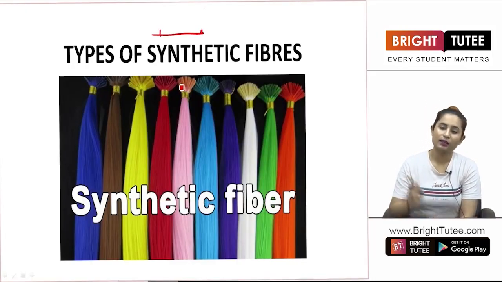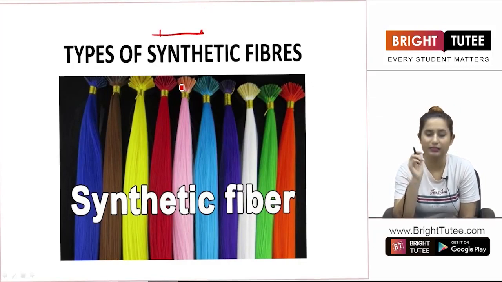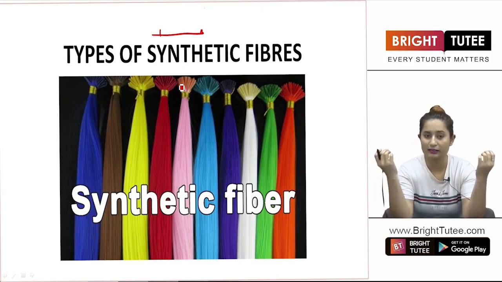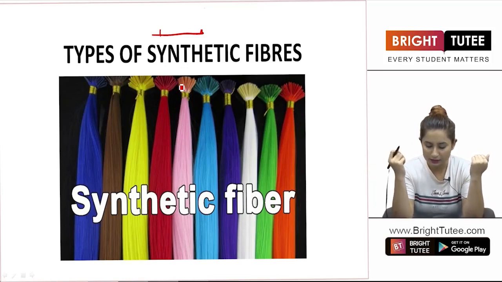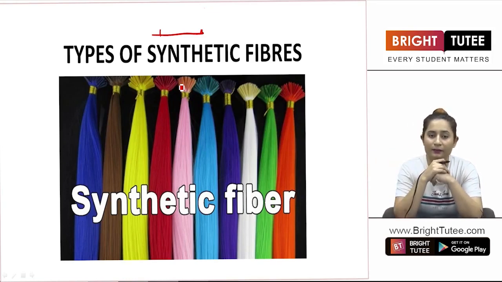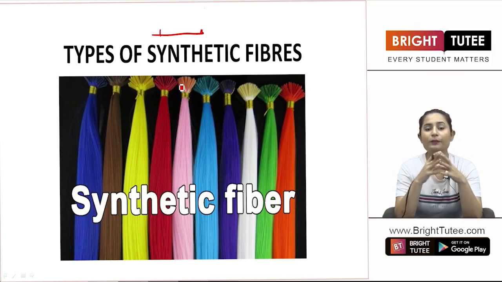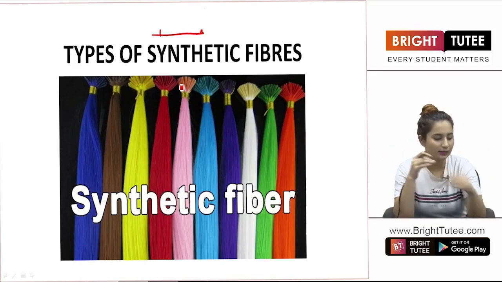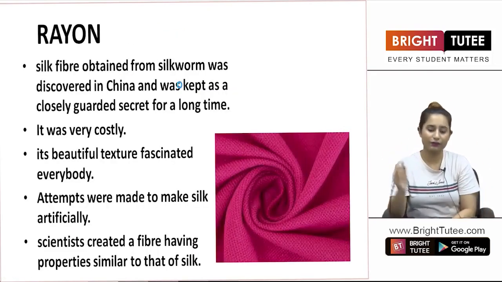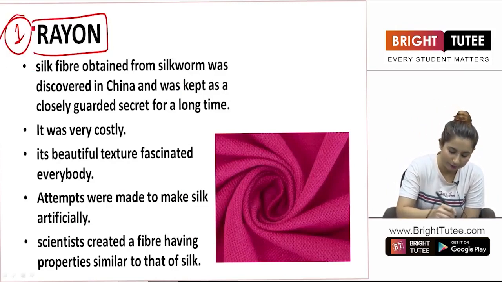Types of synthetic fibers. Now, students, we saw that a synthetic fiber is formed by joining a chemical substance a number of times to form a longer structure, and that structure is known as a polymer, right? So, that chemical substance can be a different substance in many fibers, right? So, by joining different chemical substances, we can form different kinds of fibers. As simple as that. Now, students, let us start from the first kind of synthetic fiber, which is rayon.